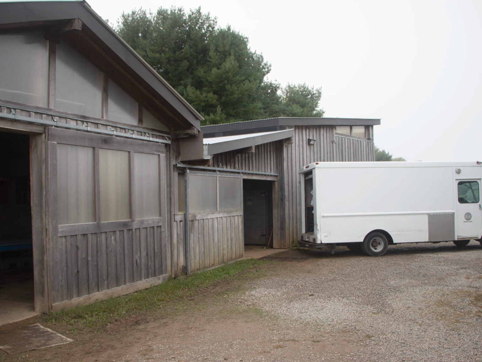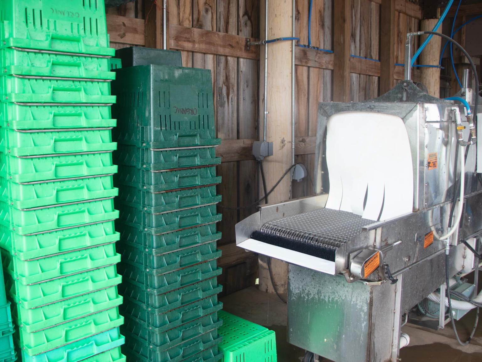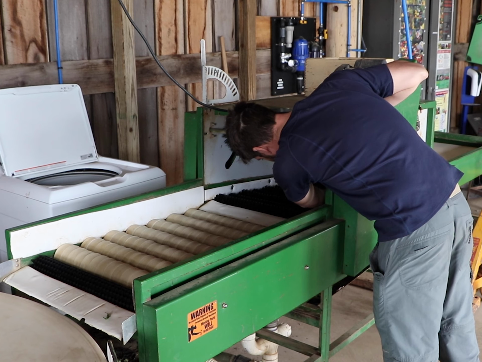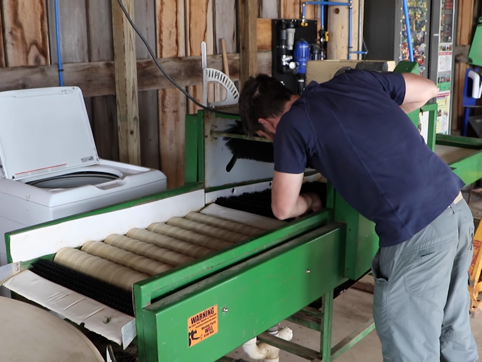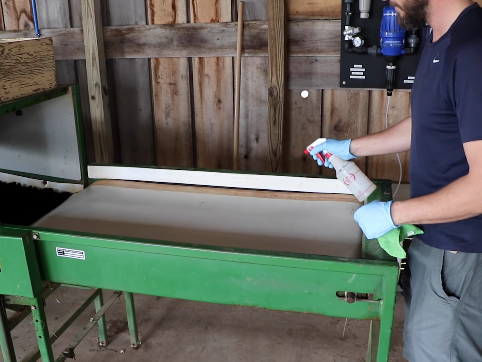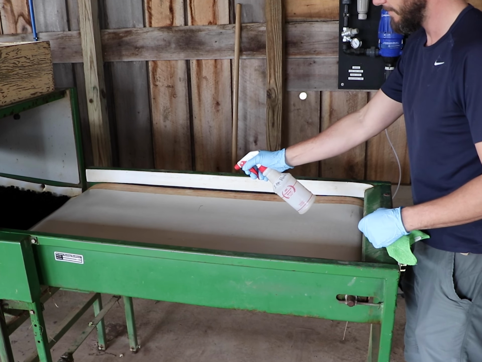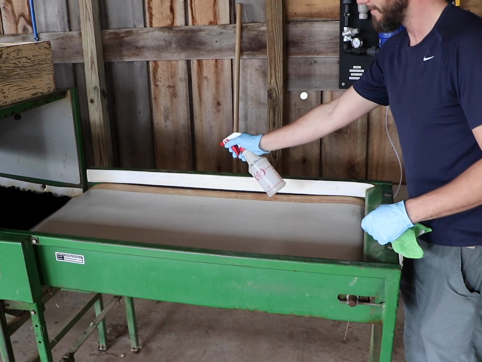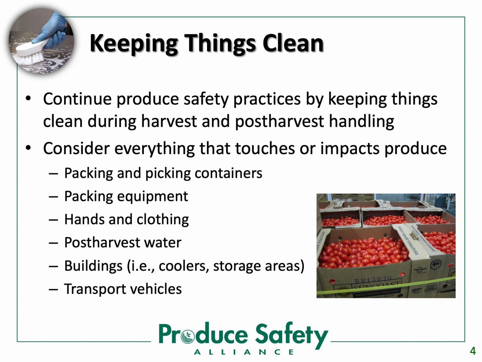There are post-harvest activities without water that can lead to food safety risks, which is why this module is dedicated to providing you with food safety practices to help minimize them. One such practice is to keep things clean, sanitized, and organized. By starting each day or shift with a clean, sanitized, and organized environment, it's less likely that contamination will be spread. Simple tasks such as assessing the building, packing and picking containers, packing equipment, transport vehicles, bathroom and hand washing facilities, and your own hands and clothes can go a long way.